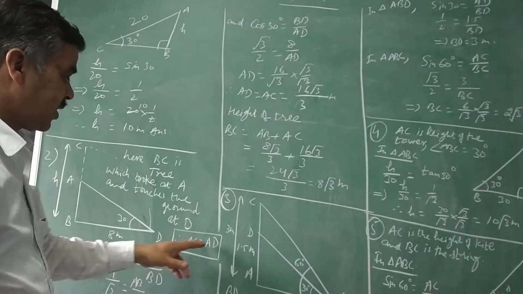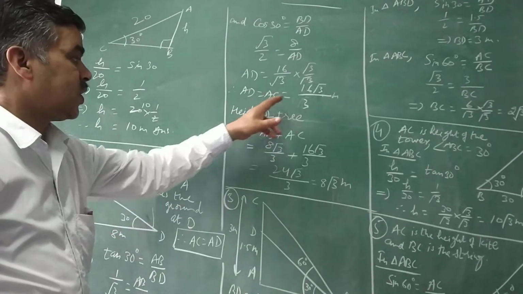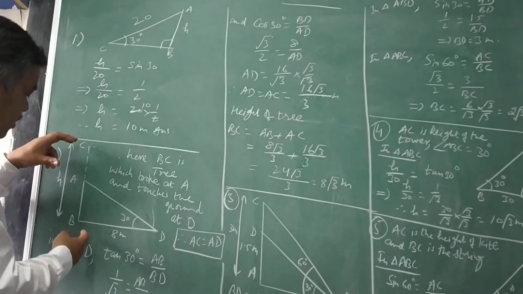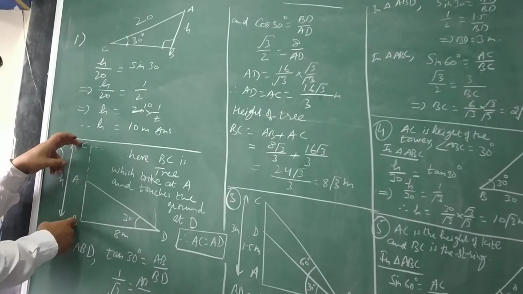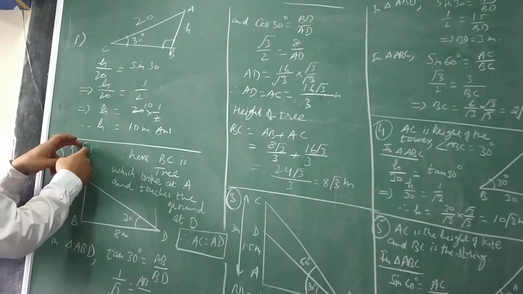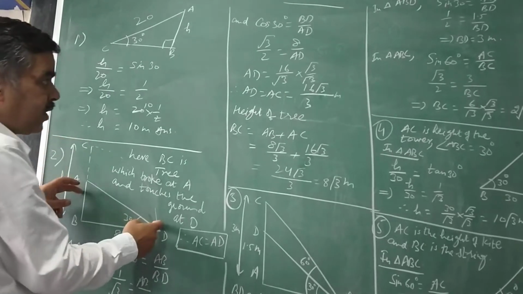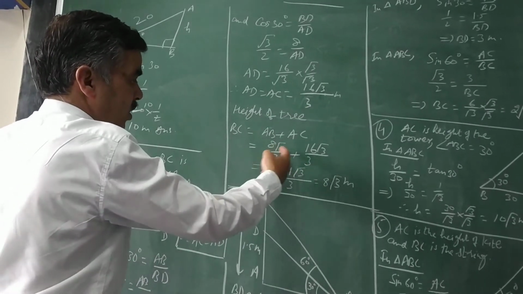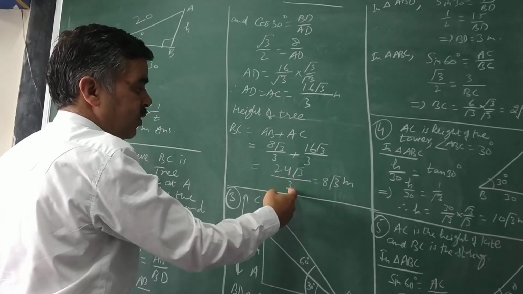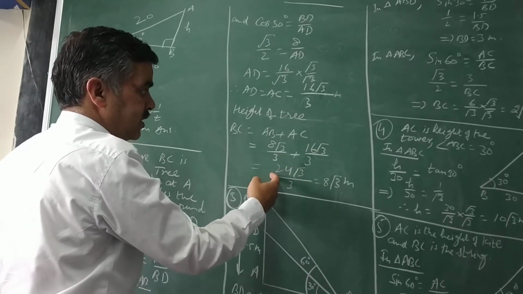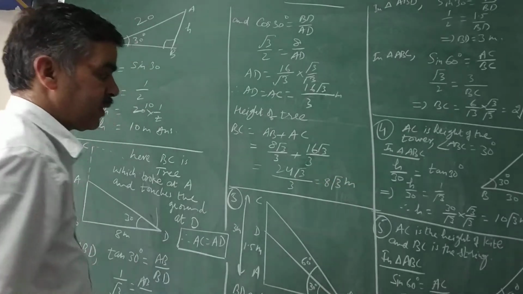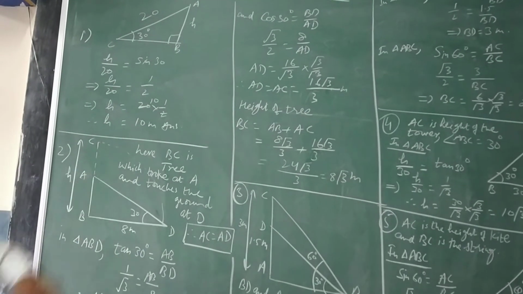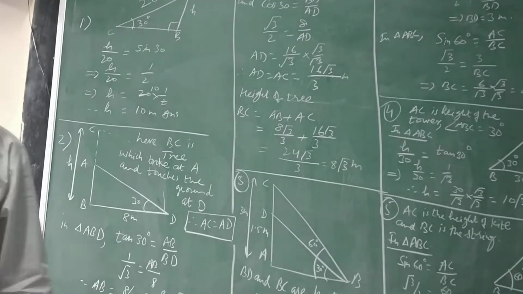As I said that AC is equal to AD, so that length I can mention here. Therefore the total height of the tree, that is BC, is AB plus AC. AC is equal to AD, that I have calculated here. Add both the lengths, that comes to 24 root 3 upon 3. You can cancel the 3, and the answer will be 8 root 3 meters. So this is the solution for your question number 2.